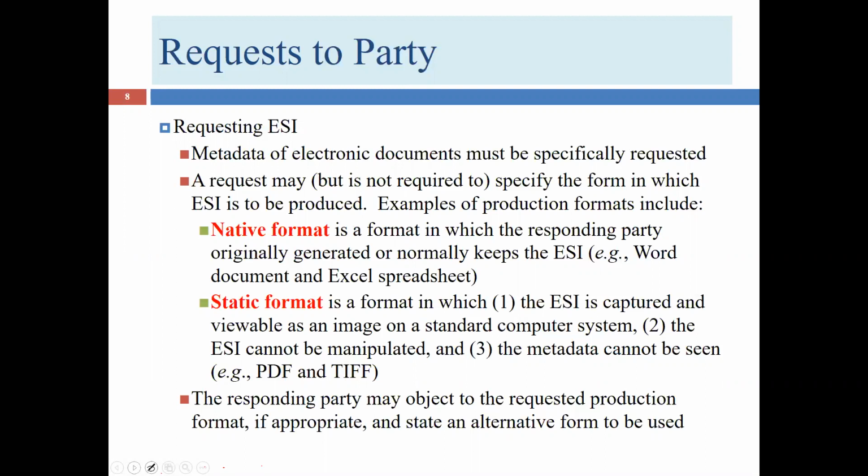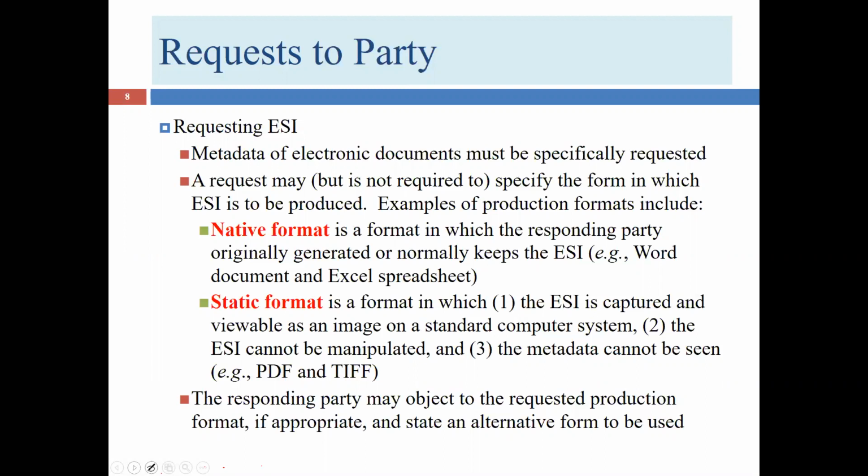There are kind of two categories or two formats you might want to think about. One is what we call a native format. This is how the person who is producing the document would ordinarily keep that data. For example, if it's a Word file, and that's how it was created and distributed, then you might want the Word file. Usually, much of the metadata is going to be retained in that context.